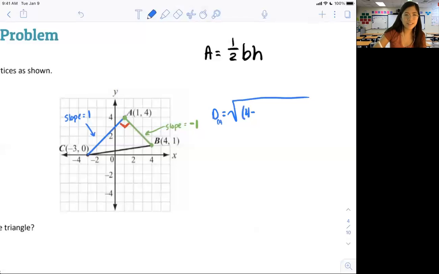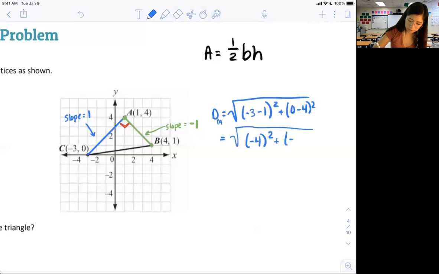Negative 3 minus 1, squared. And then 0 minus 4, squared. Negative 3 minus 1 is negative 4, squared. 0 minus 4 is also negative 4, squared. I get 16 plus 16, which is 32. Okay, so that's the distance of my blue line, the square root of 32.